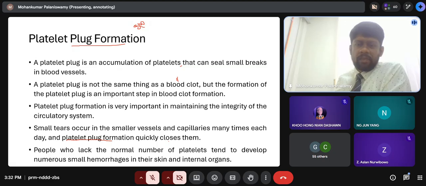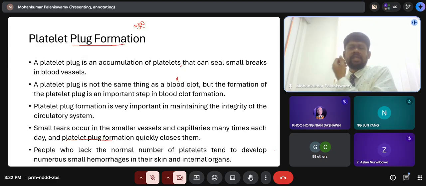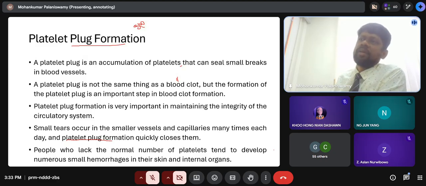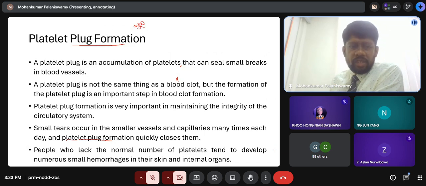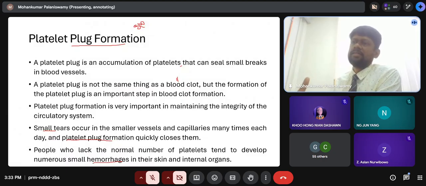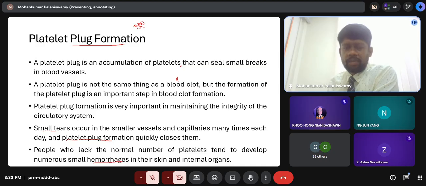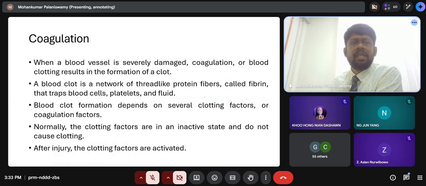People who lack the normal number of platelets tend to develop numerous small hemorrhages in their skin and internal organs. So for people who have a low number of platelets, because of these small tears, they may end up with hemorrhages. Hemorrhage means bleeding, blood bleeding inside our body. That we call hemorrhages, right? The last step is coagulation.